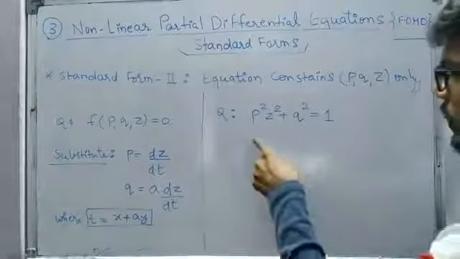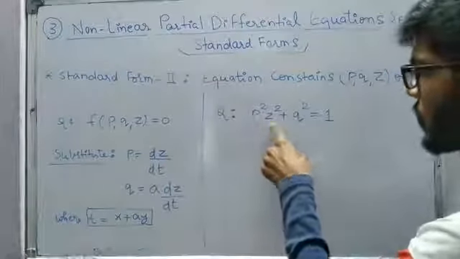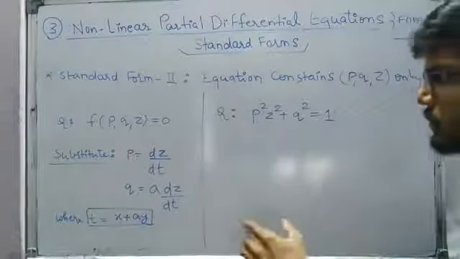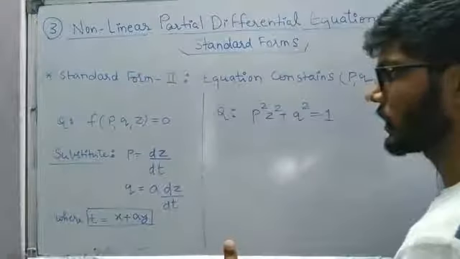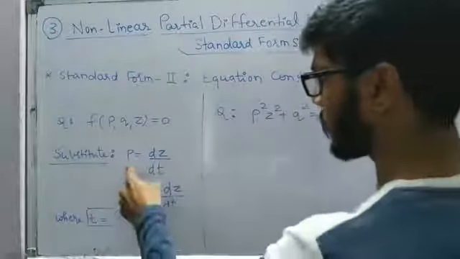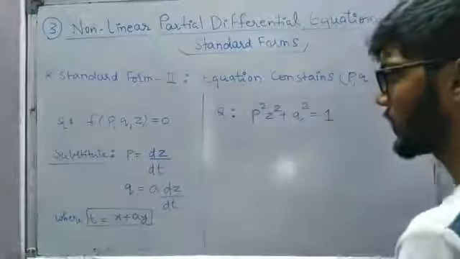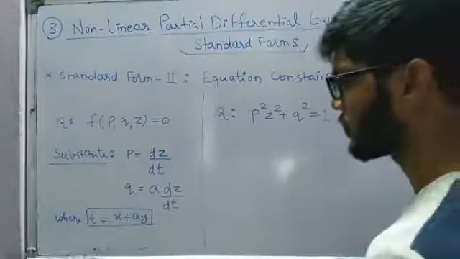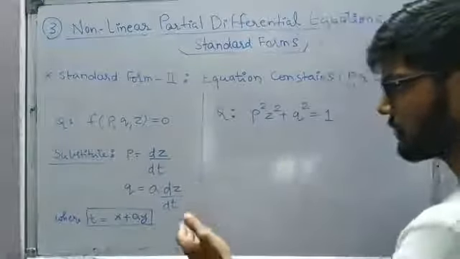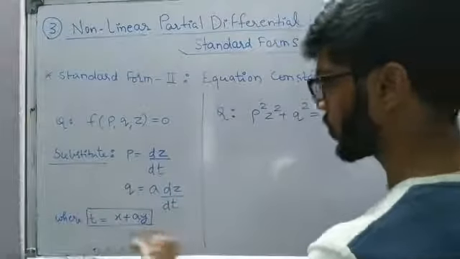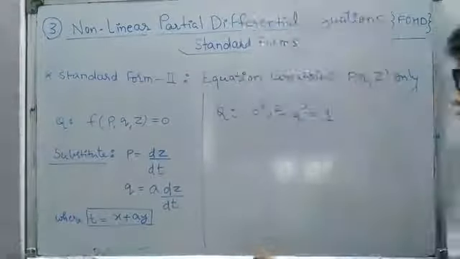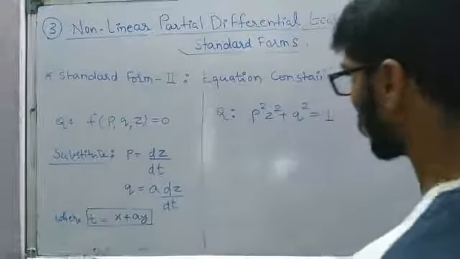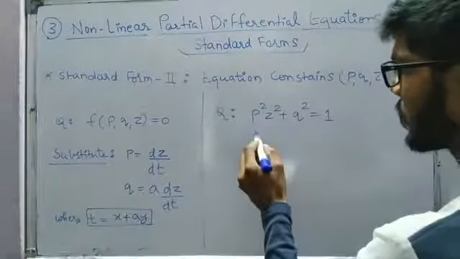So you can see there that we are going to have p, q and z as well this time. So the substitution is going to be a little modified: we put p is equal to dz by dt and q is equal to a into dz by dt, where a is nothing but a constant, and the t which we are going to include here is nothing but t is equal to x plus ay. So this is the substitution we have to keep in our mind.